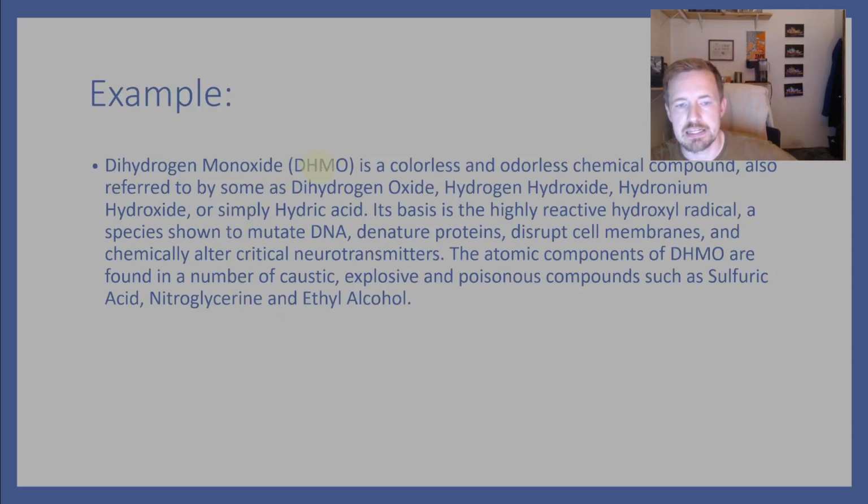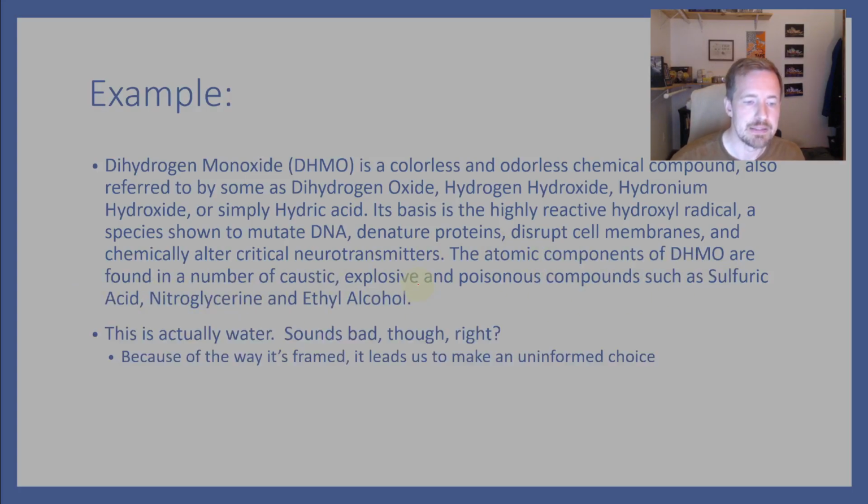Dihydrogen monoxide, DHMO, is a colorless and odorless chemical compound, also referred to by some as dihydrogen oxide, hydrogen hydroxide, hydronium hydroxide, or simply hydric acid. Its basis is the highly reactive hydroxyl radical, a species known to mutate DNA, denature proteins, disrupt cell membranes, and chemically alter critical neurotransmitters. The atomic components of DHMO are found in a number of caustic, explosive, and poisonous compounds such as sulfuric acid, nitroglycerin, and ethyl alcohol.